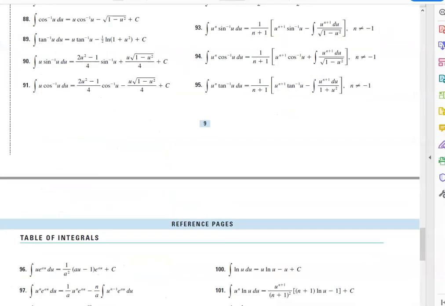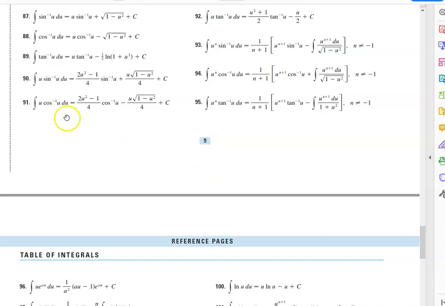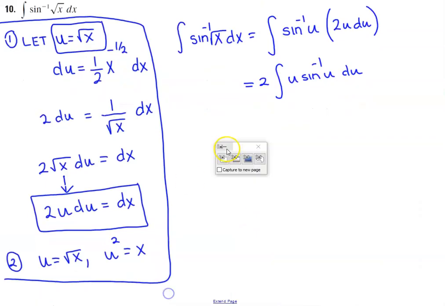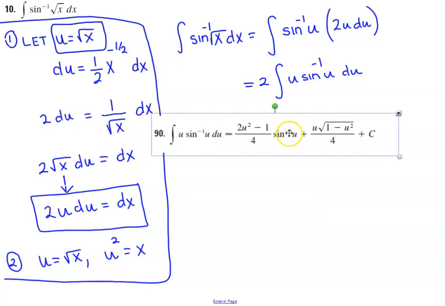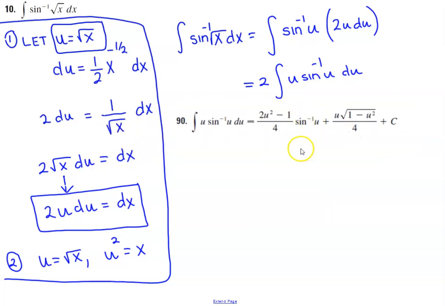So if we go to our table of integrals and scroll down to 90, you're going to see we have u times the sine inverse of u du, and there is our form for the table of integrals. So I'm going to copy that right here, and so there is our form. So we want to make sure that we have 2u squared minus 1 over 4 times the sine inverse u plus u times the square root of 1 minus u squared over 4 plus c. So what we're going to do is the following.